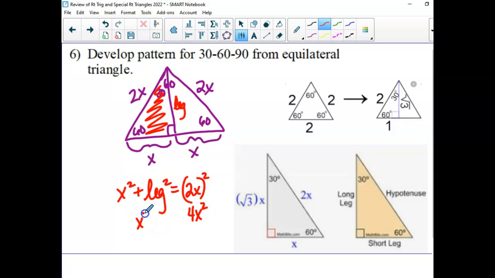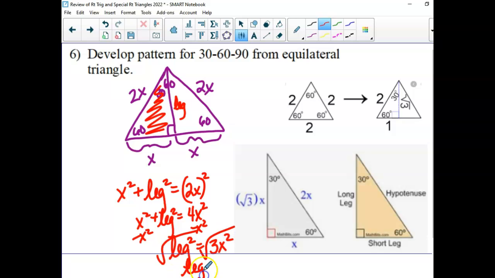4x squared. If I subtract an x squared from each side, you don't really need to write all this down, I'd get a 3x squared, and then I'd square root each side. And I'd have the leg equals the square root of 3, since the square root of x squared is an x. That's where that pattern comes from, okay? That's why it works. It's from the Pythagorean theorem and the fact that you had an equilateral triangle.